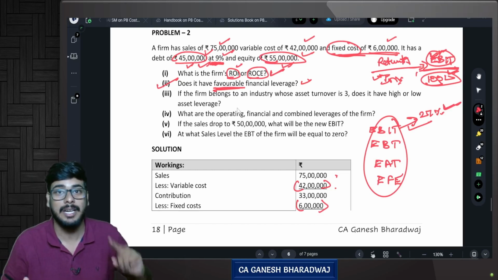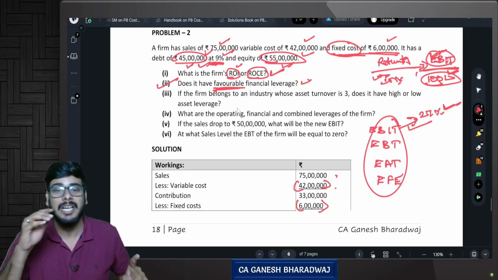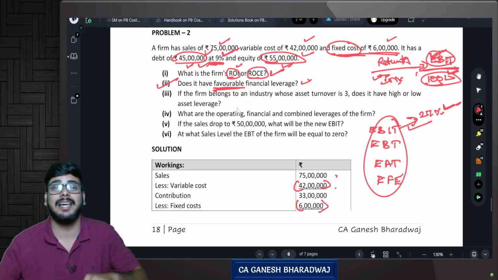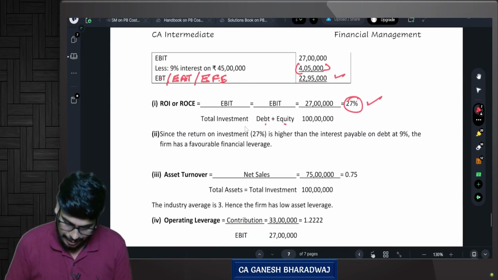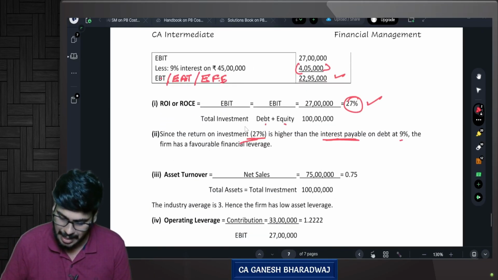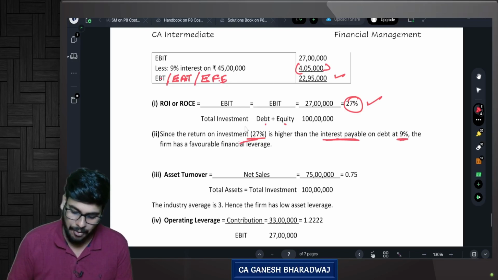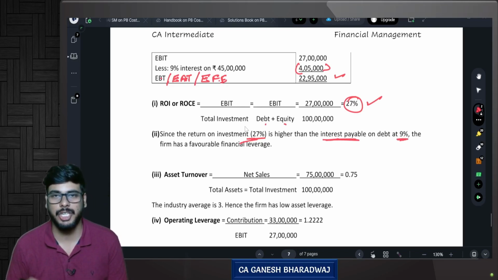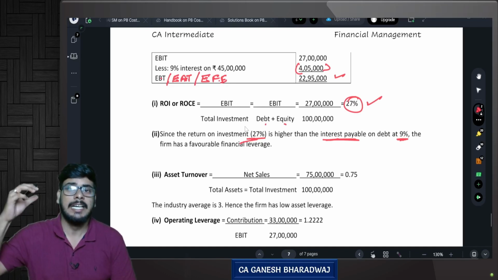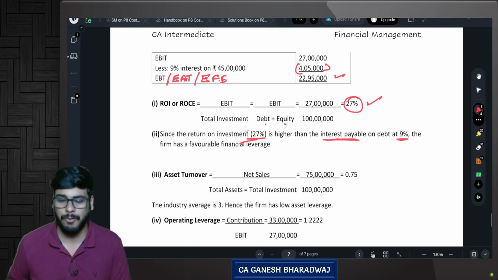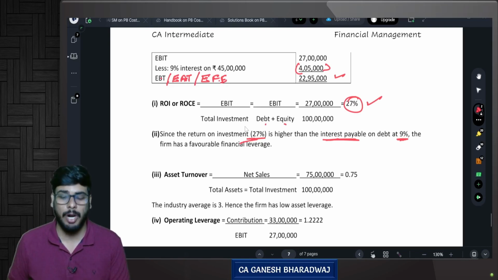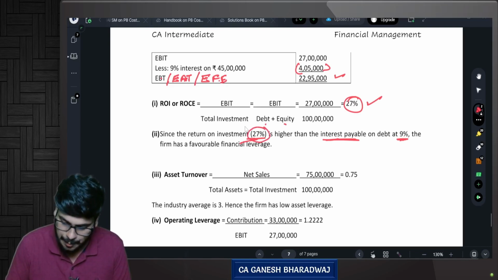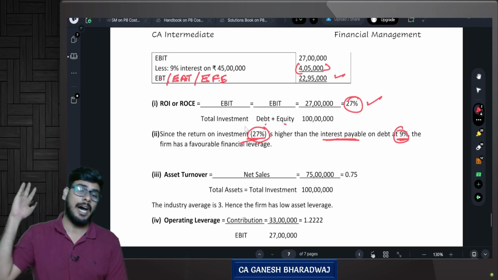Sir, how can you say that? Because your return on investment is greater than your cost of debt. Are you clear with this? Look at this. Since the return on investment is higher than the interest payable on debt, 9%, the firm has a favorable financial leverage. So always understand, in case they are asking this type of question, what you need to do. For favorable or unfavorable financial leverage, what and what will you compare? The return on investment should be compared with the cost of debt. Are you clear with this?